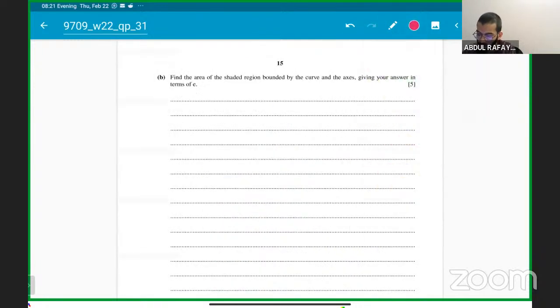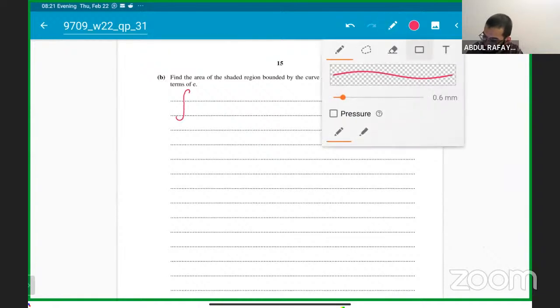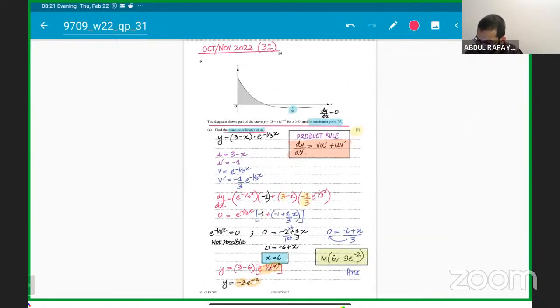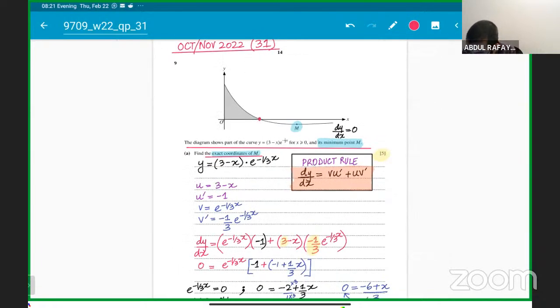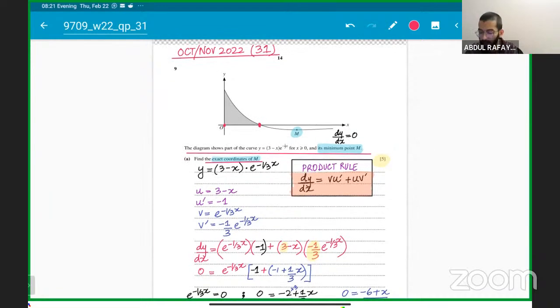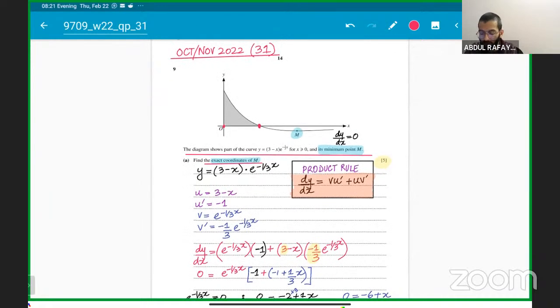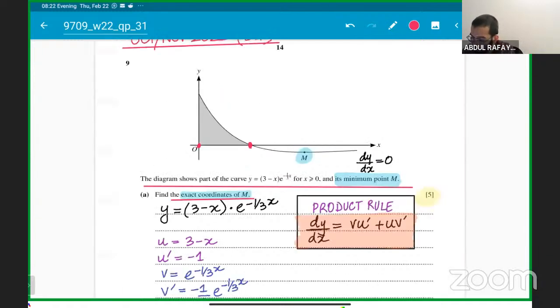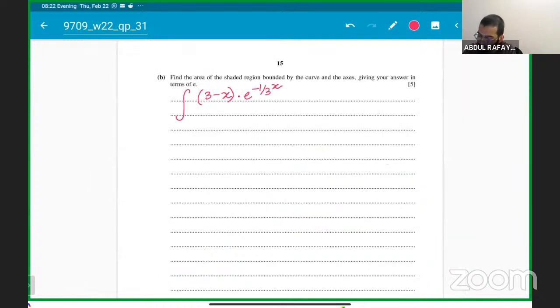The next part is: find the area of the shaded region. We have to find the area of the shaded region that is bounded by the curve and the x-axis, giving the answer in terms of e only. So we need to understand where the shaded region is. It is from this part to this part, from 0 to this point. So we'll have to find this value. First write down the equation: 3 minus x times e power negative 1 over 3x times dx. We have to integrate this.